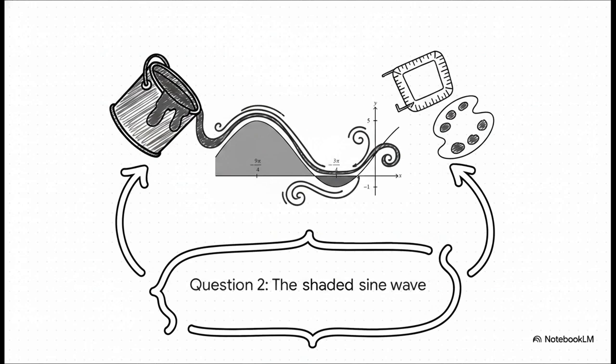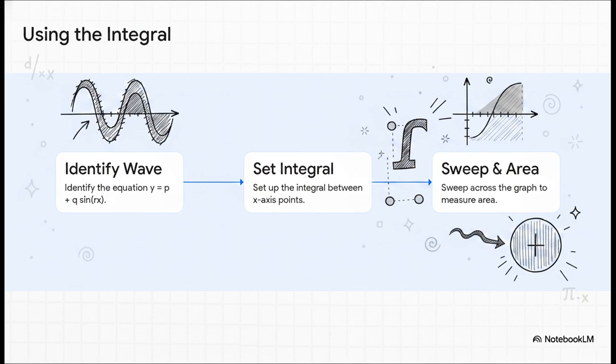And this is exactly where an integral acts like your magical paint bucket, helping us calculate exactly how much area is trapped in that weird curvy space. So how does it work? It's kind of like magic. Step 1, we identify the equation of the wave. Step 2, we set up the integral, giving it our start and end points, the specific spots where the dip starts and ends. Step 3, the math takes over.